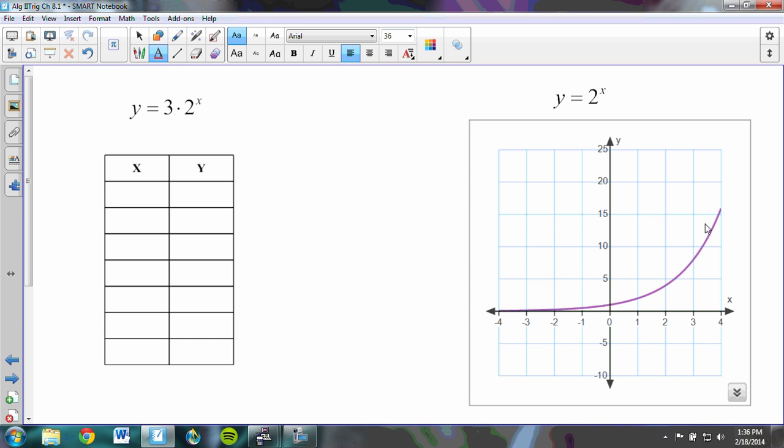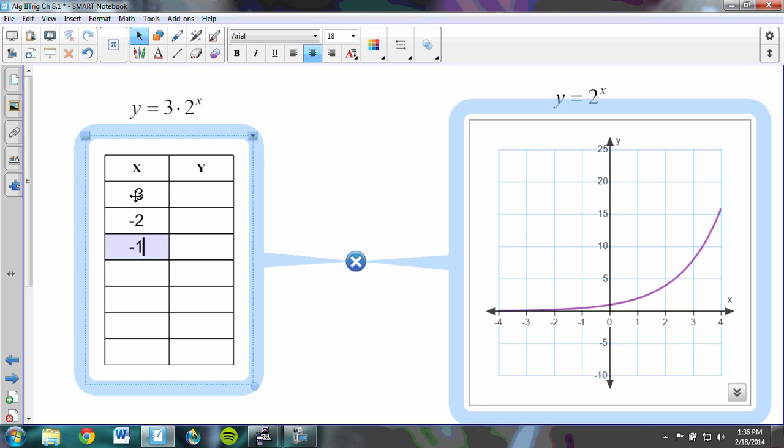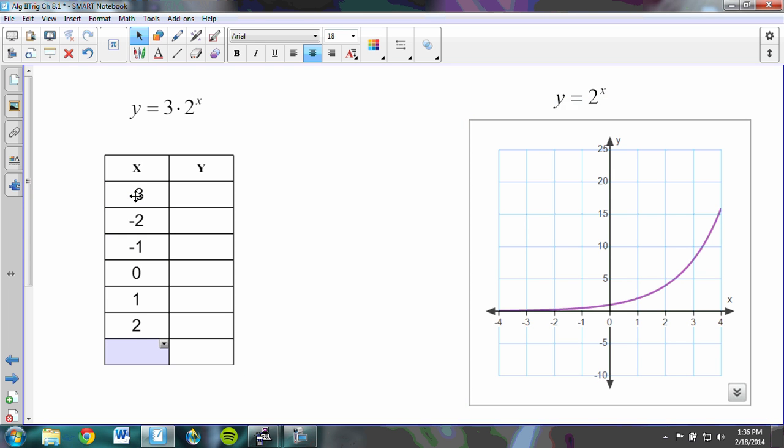Here's 2 to the x graphed again, just copy it over there. Now we're going to do 3 times 2 to the x. So I'm still going to plug in -3, -2, -1, 0, 1, 2, 3. Well, I'll start with 0 again. 2 to the 0 is 1, times 3 is 3.